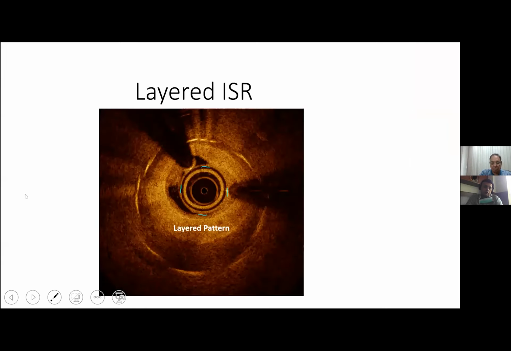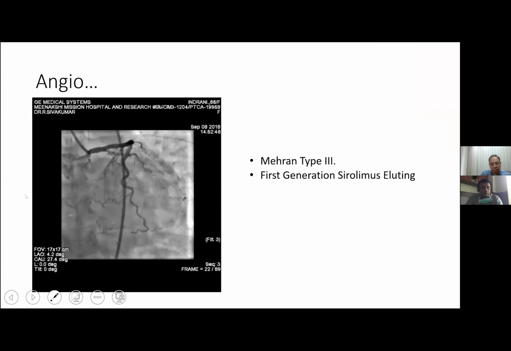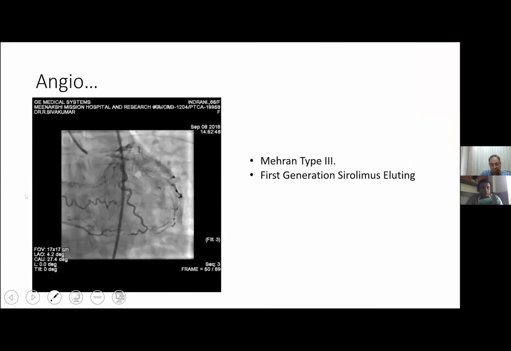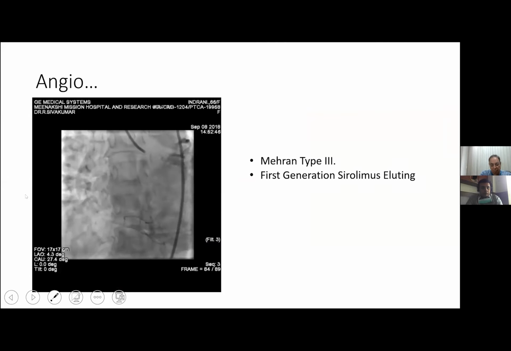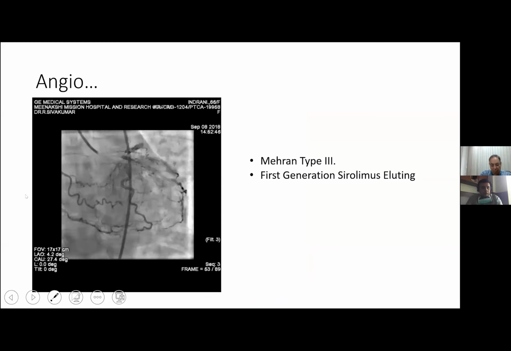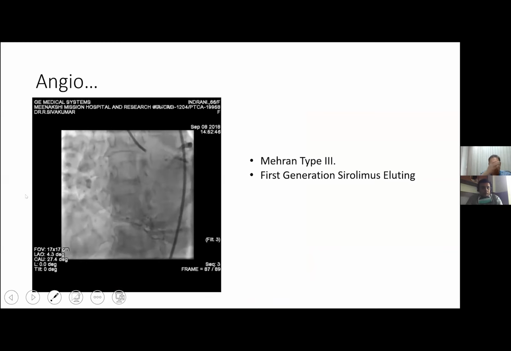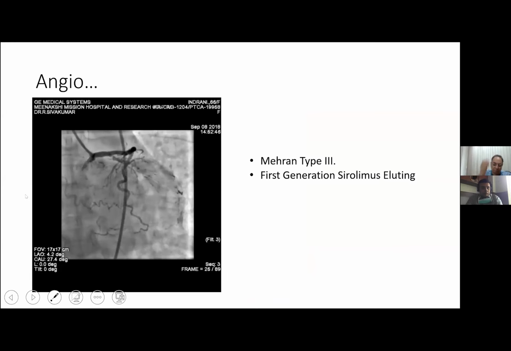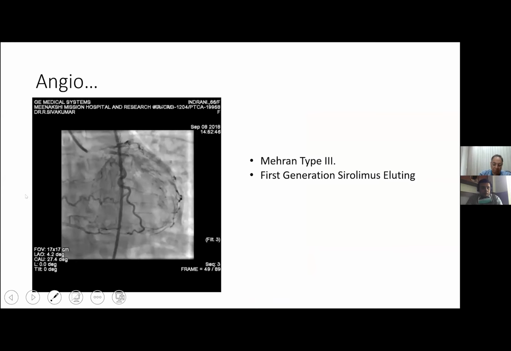And this, people bring it under heterogeneous, or people take it as a separate entity called a layered pattern. I am lucky to have this pattern in one of my live cases. Until that time, I was reading about it only in books. It was again type 3 diffuse proliferative, extending well outside the stent. It happened over a first generation sirolimus stent.